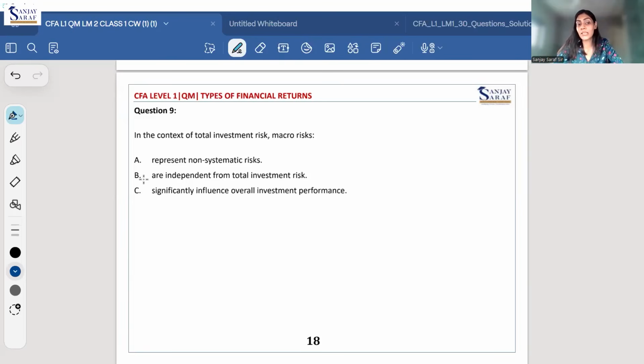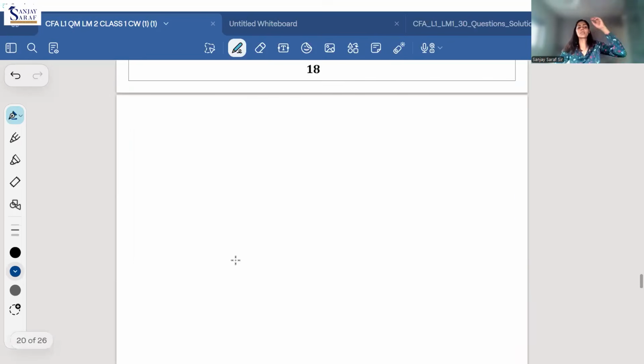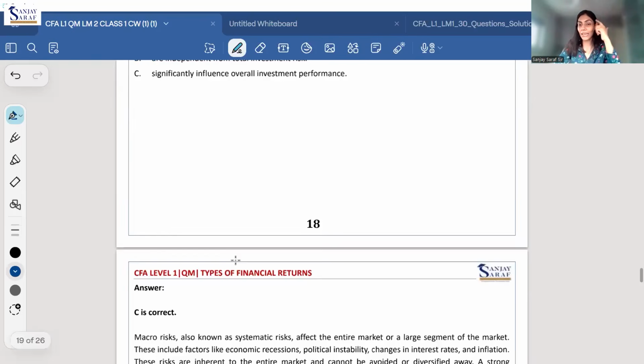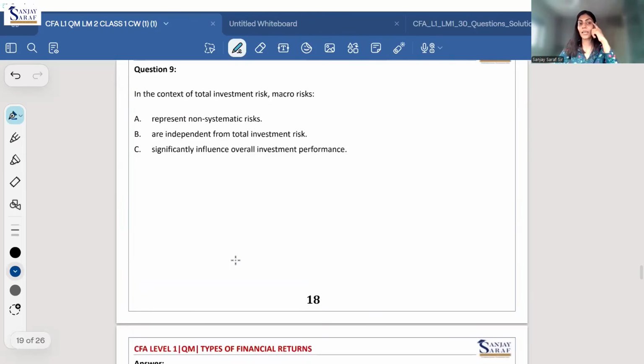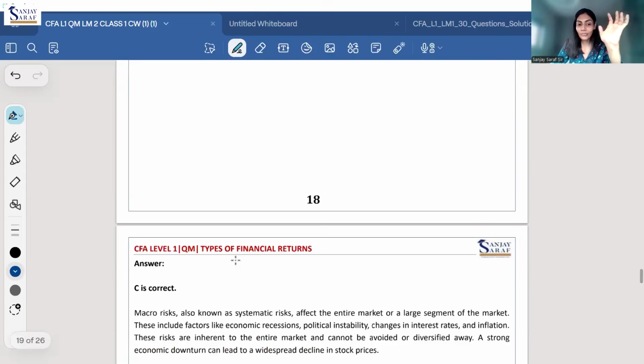Macro risk represents. Oh, I'm so sorry. It was C that is correct. I'm so sorry. In my head, I was reading it as systematic. Really apologies for that confusion. In my head, I was reading it as systematic, even though it was non-systematic. I'm so sorry. The correct answer is C. Yeah, even I think I confused it.